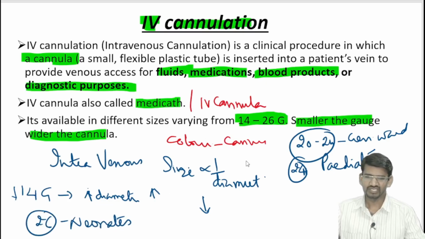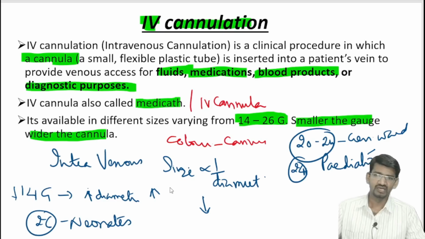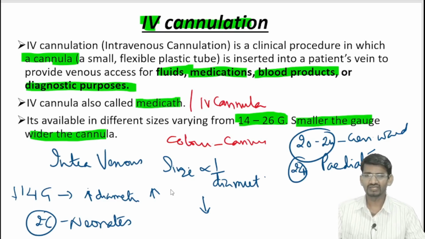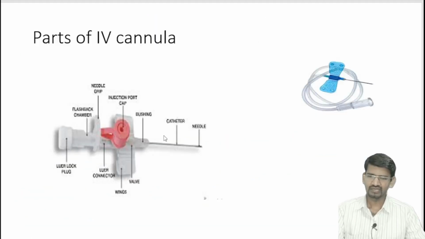So these smaller size cannulas are used for pediatrics, and the larger cannulas are used for adults. Based on the purpose, the condition of the patient, and the visibility of the vein, whether larger veins, fragile veins, or smaller veins, we use different colors and sizes of cannula. So let's see what the different color codes are for the different size cannulas. But before that, let's see the parts.